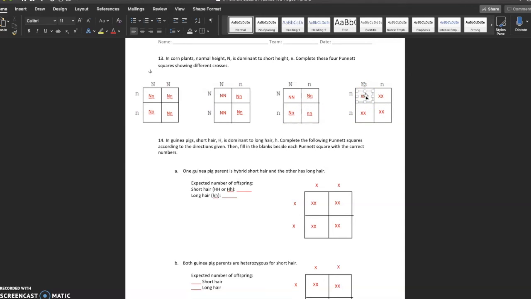And our last Punnett square to fill in for this section. So we have capital N coming from the top, lowercase n coming from the side.